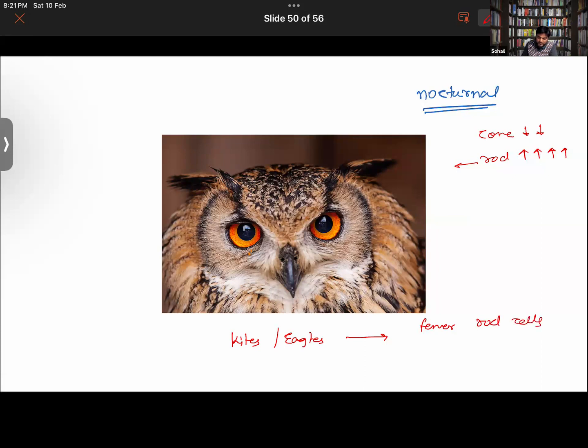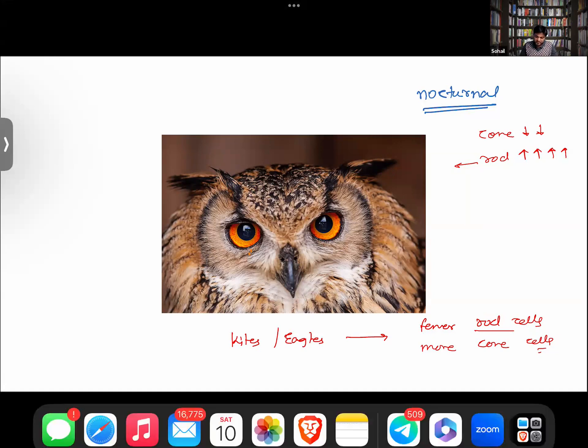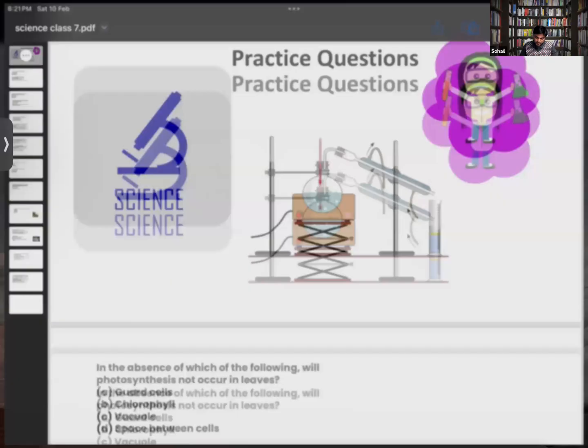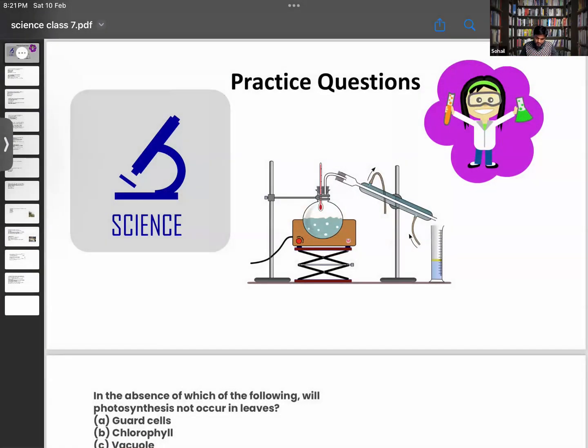What is the function of the rod cell? Sir, rod cells, they are sensitive to dim light, sir. They are sensitive to dim light. Very good.